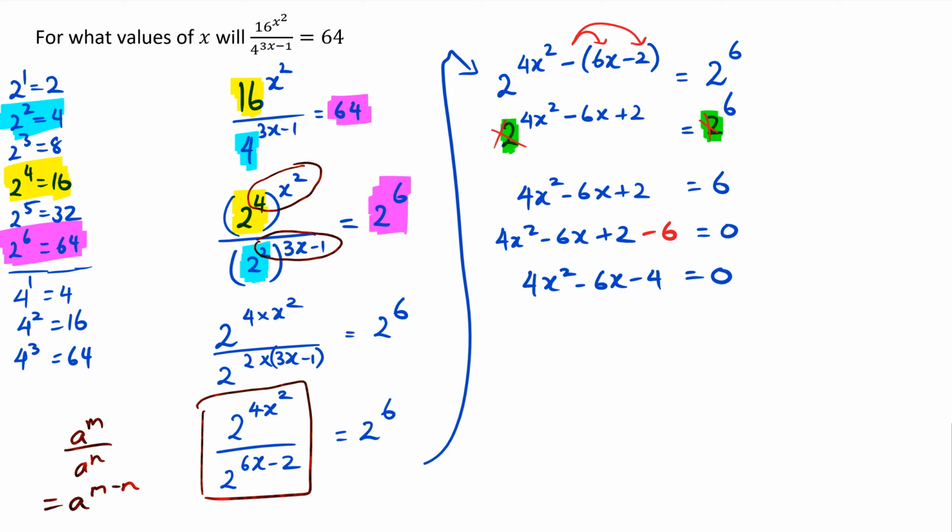Okay, so at this point I need to solve this quadratic. So what I'm going to do is I'm going to go 4 times negative 4, which equals negative 16. And so what I'm looking for is two numbers that multiply to negative 16 and add up to minus 6. And in this case, it's going to be negative 8 and 2.